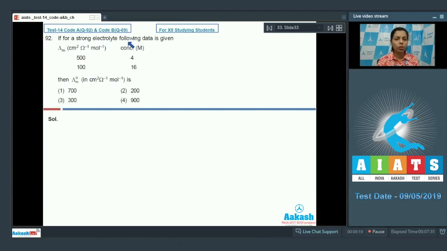If for a strong electrolyte the following data is given, we have the molar conductivity in centimeter square ohm inverse mole inverse, and concentration in terms of molarity, then the limiting molar conductivity in the same unit, centimeter square ohm inverse mole inverse, is. Basically, for a strong electrolyte we know that the relation between molar conductivity and the limiting molar conductivity is, I'm just writing here, that is Λm = Λ0 − A√C. This is the relation.